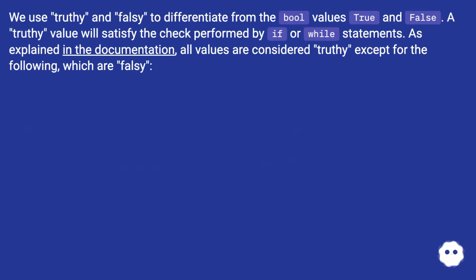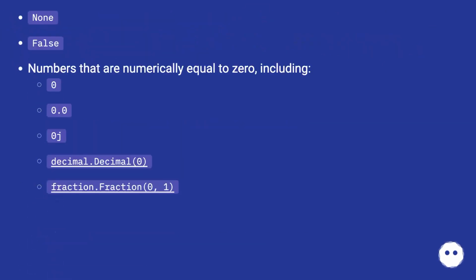We use truthy and falsy to differentiate from the bool values True and False. A truthy value will satisfy the check performed by if or while statements. As explained in the documentation, all values are considered truthy except for the following, which are falsy. None, False, numbers that are numerically equal to 0, including 0, 0.0, 0j, Decimal(0), Fraction(0, 1).